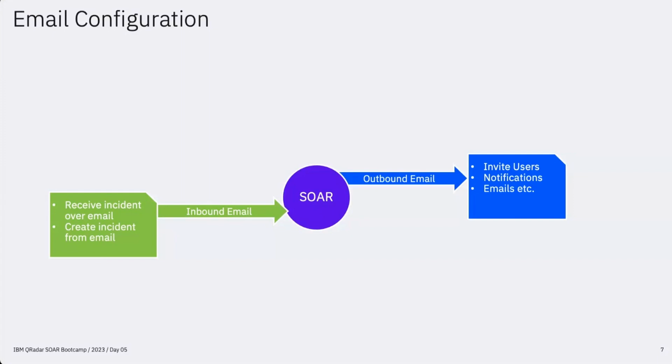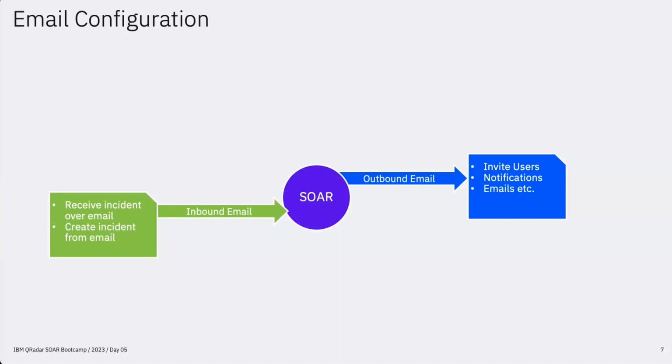basically is required to receive incidents over email. I mean, if someone is sending an email to the SOAR platform, right? So SOAR can create an incident out of that email. What is the outbound email configuration? Outbound email configuration is required to invite users.